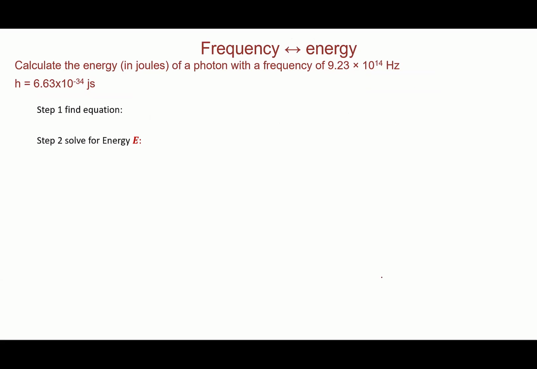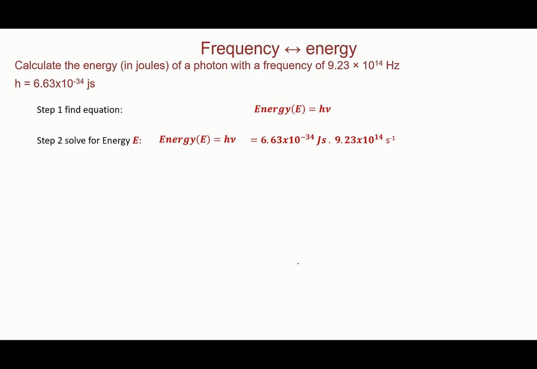So if you know that the frequency is 9.23 times 10 to the power 14 hertz, what would be the energy? First step is going to be choosing the equation that you should use, which is Planck's formula, energy equals h nu, and then solve for energy by putting the value of h and the value of frequency into the equation. It is going to equal 6.63 times 10 to negative 34 joule second times 9.23 times 10 to 14 second minus 1.